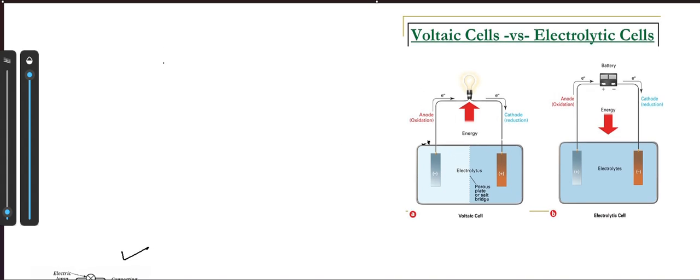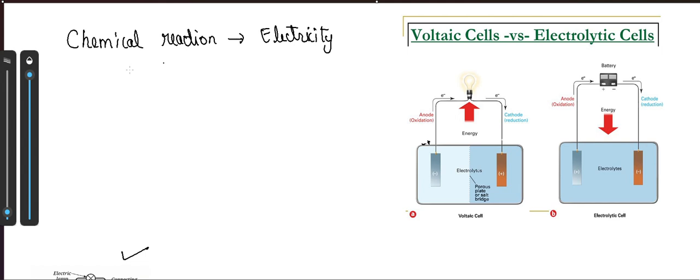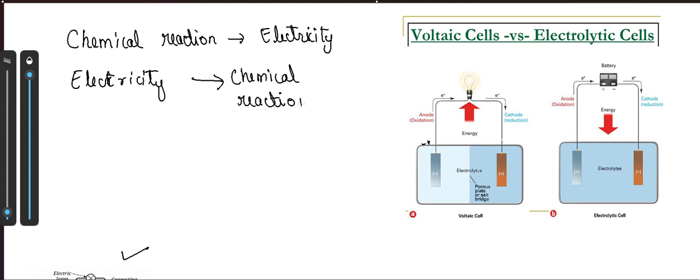First of all, let's get the difference. A voltaic cell is where a chemical reaction occurs, and that chemical reaction results in electricity. Simple. But an electrolytic cell is where electricity is provided, electricity is given for a chemical reaction to occur. This is an electrolytic cell. Now, how do cathode and anode happen?